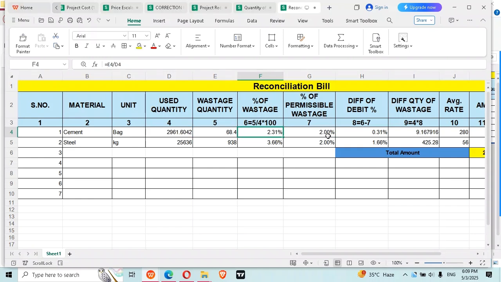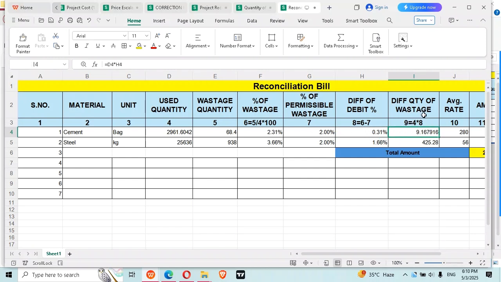It was mentioned in CPWD. It has been given by CPWD that wastage for cement should not be more than 2%. But here it is 2.31%. It means 0.31% is extra wastage that has occurred during our project. How can you calculate it? Very simple. You just subtract the percentage of permissible wastage from the percentage of wastage. It is mentioned here. So you will get the difference between these two wastages, the standard one and our material wastage that occurred during the project. So this is the difference.